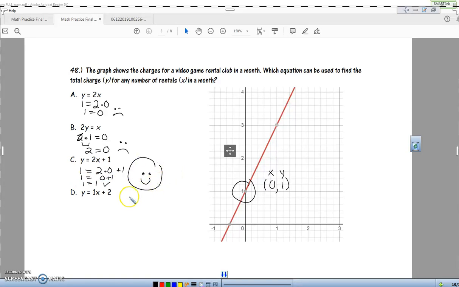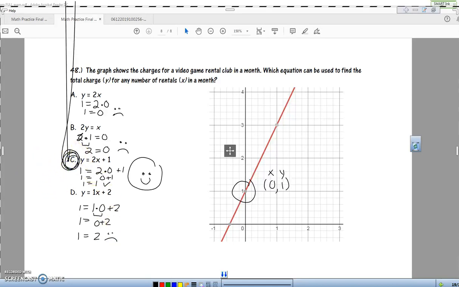Very good. And finally, the last one, 1 equals 1 times 0 plus 2. 1 times 0 is 0 plus 2. And 1 does not equal 2. So that's why this one doesn't work. So C is my final answer.